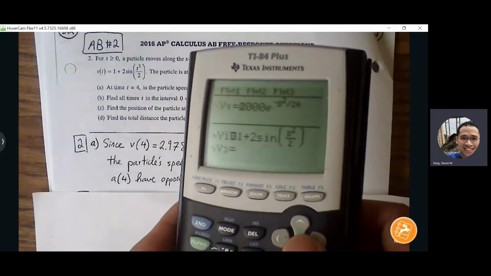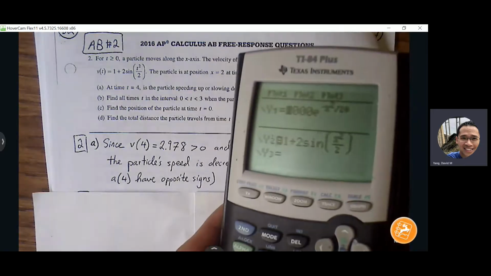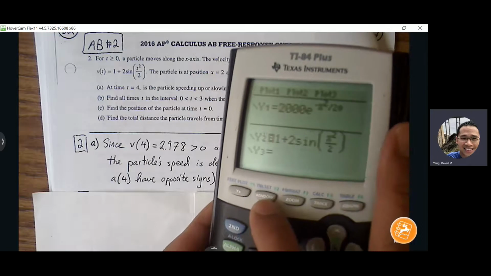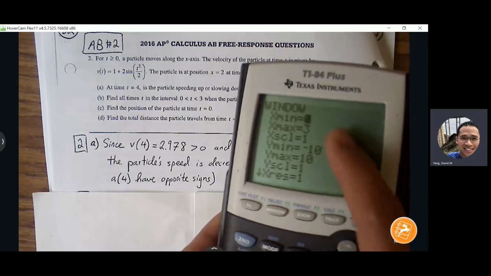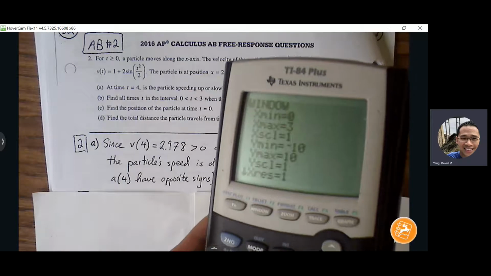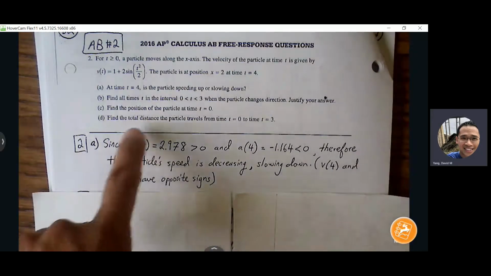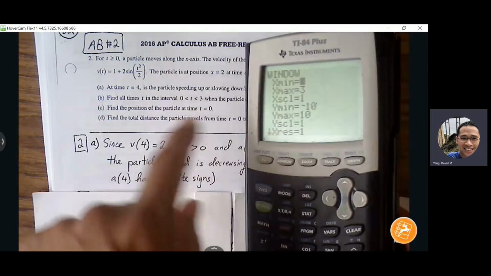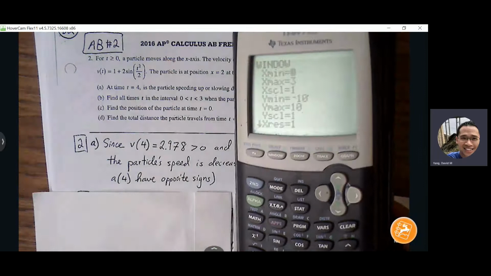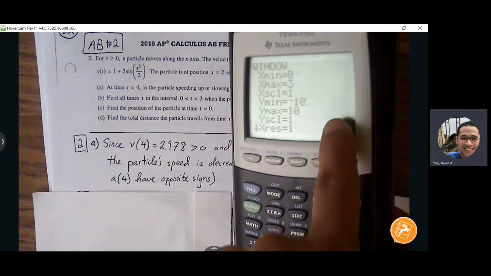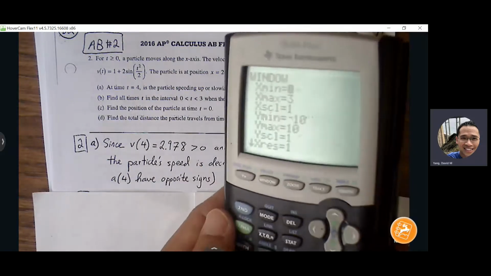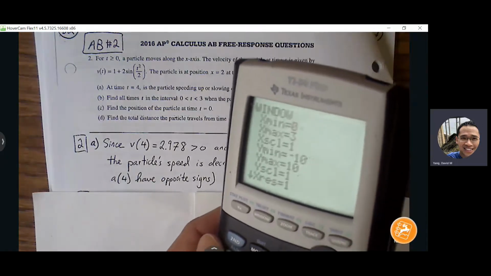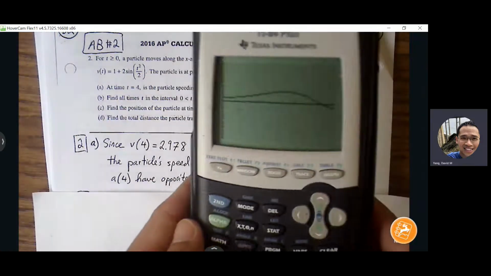So I have it under y2, 1 plus 2 sine x squared over 2. And then before I graph it, I like to go to the window just to see if I can make some adjustment with my interval. I know that the solution I'm looking for is between 0 and 3, so that makes it easy for me to set up my x value interval. I'm just going to go from 0 to 3. And then I like to typically leave my y min, y max as negative 10 to 10. I can always go back and change it if I realize it's too zoomed in or too zoomed out. But that's where I like to begin.